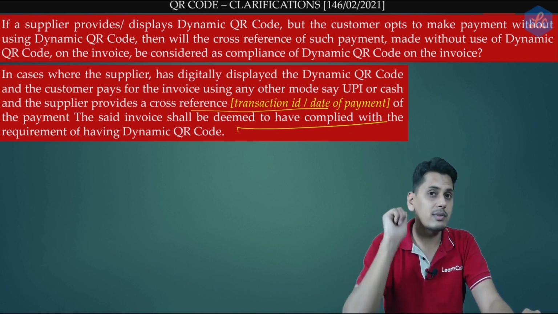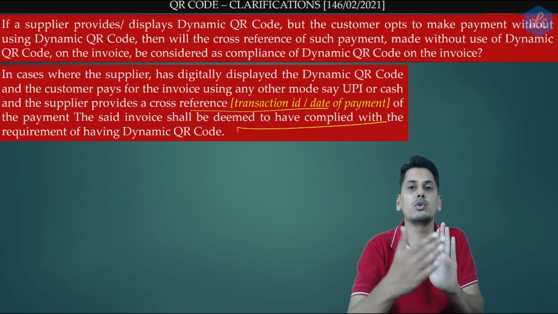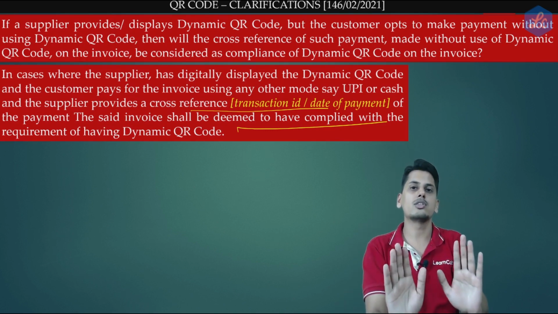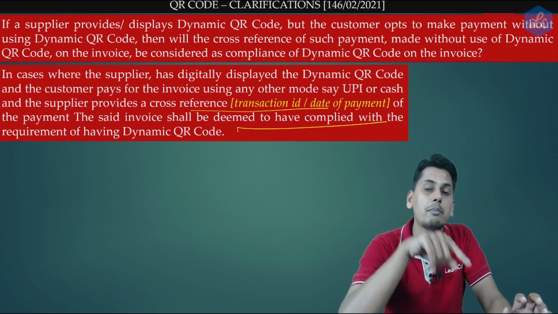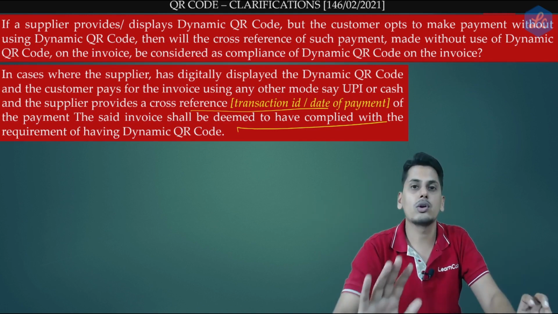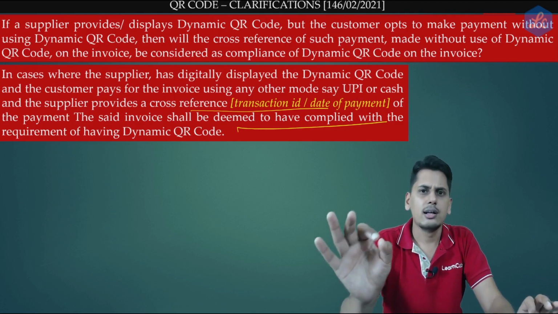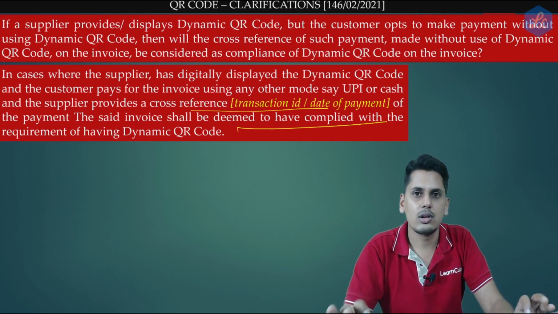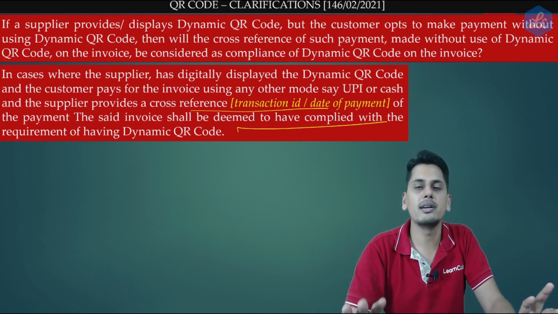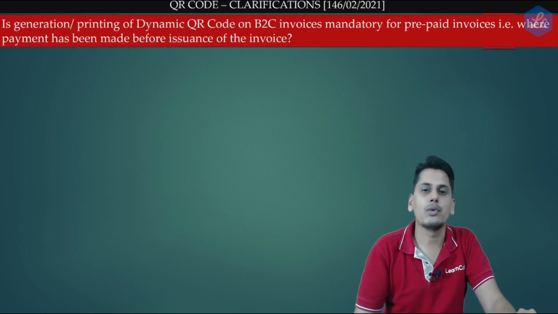Now friends, what was this question? This question was, the supplier gives an option to the buyer. Dynamic QR code is also available, but still the buyer chooses to opt for a means other than dynamic QR code to make the payment. This we know the answer. Mentioning the cross reference of the transaction ID, or the date of payment in case of cash, will be a valid compliance of dynamic QR code. Let's look at the next question.